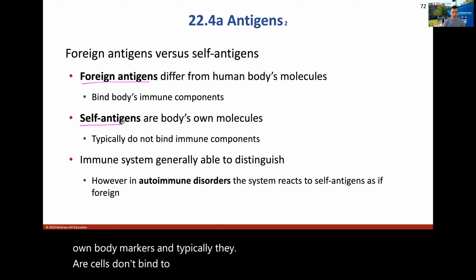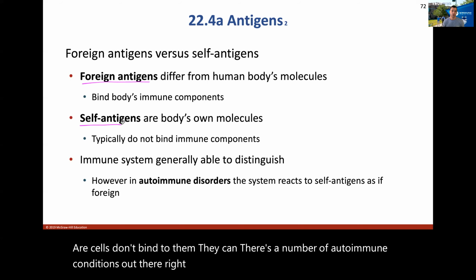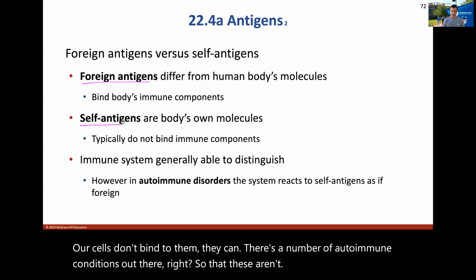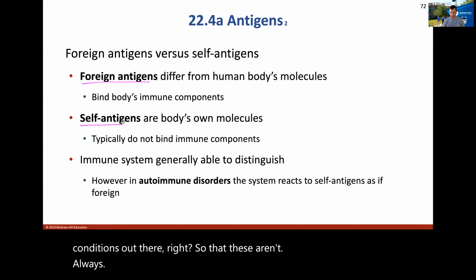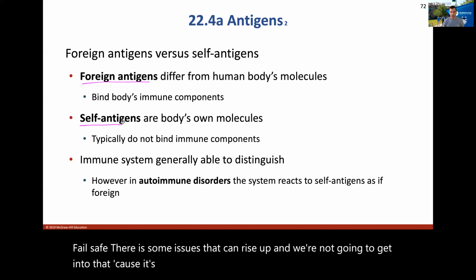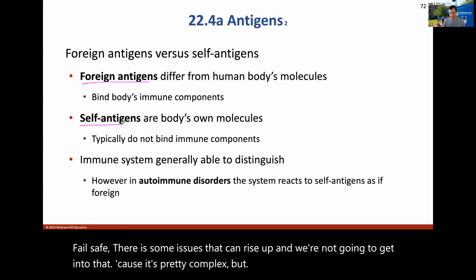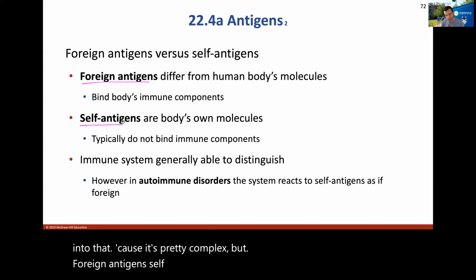They can. There's a number of autoimmune conditions out there, right? So these aren't always fail-safe. There are some issues that can arise, and we're not going to get into that because it's pretty complex. But foreign antigens and self-antigens are the markers that allow us to know us from the foreign invader.